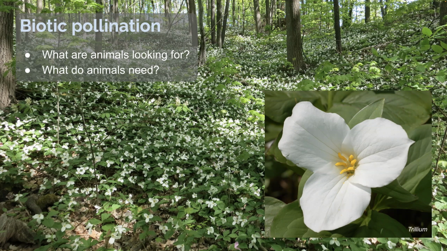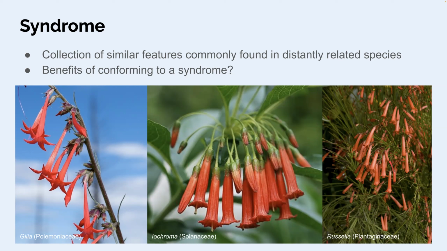And as we talked about before, the big benefit to the plant is that by conforming to a syndrome, they can kind of communicate to an animal that they are a good place to visit. And you'll get basically the same kinds of pollinators as your other plants. So let's say this plant was already established in an area, and this plant either moved into the area or evolved to have this kind of form of flowers. It could start picking up the same kind of animals that were already visiting this other plant.